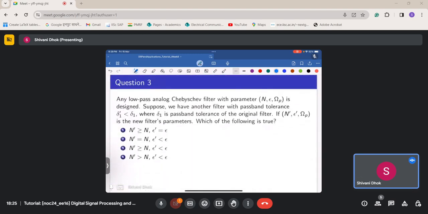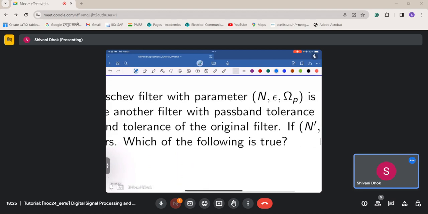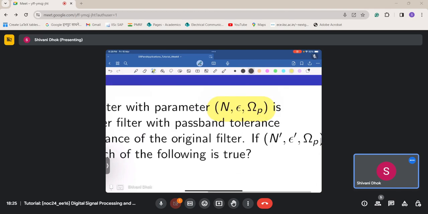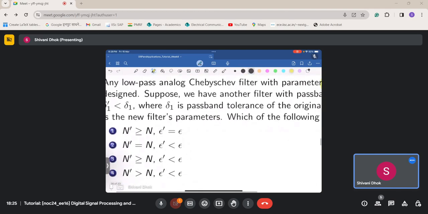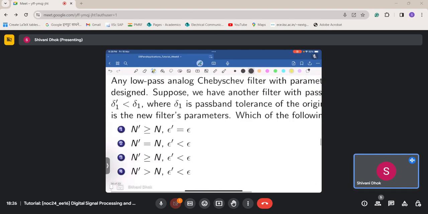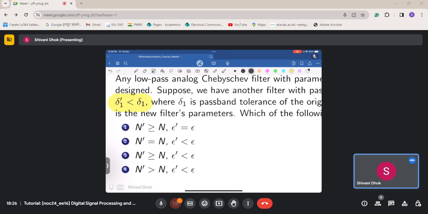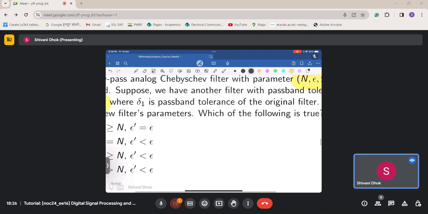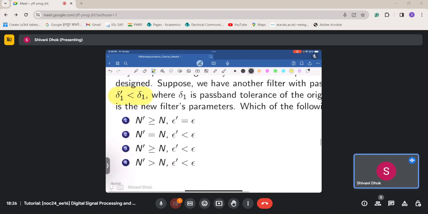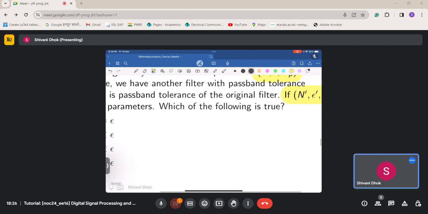So it says that an analog Chebyshev filter with parameters n, epsilon and omega p is designed. Suppose we have another filter with passband tolerance delta 1 prime less than delta 1, where delta 1 is the passband tolerance of the original filter, and if n prime, epsilon prime and omega p are the new filter's parameters, which of the following is true?